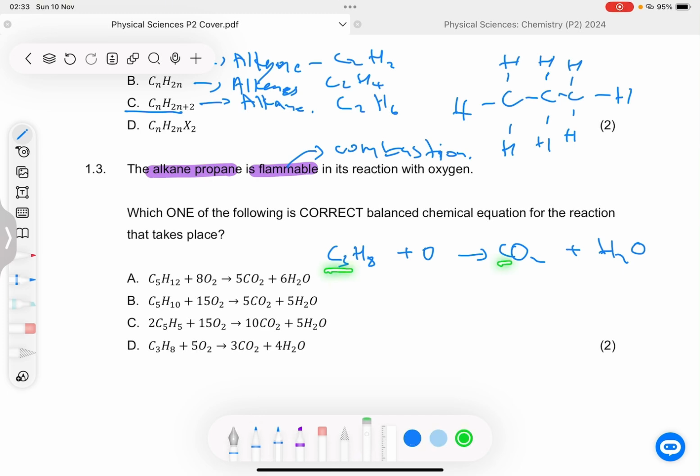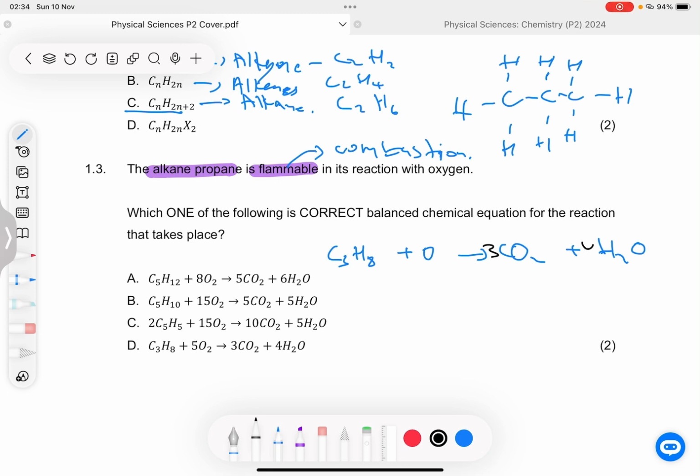So what's left is to balance this equation. In order for us to balance this equation, I'll start off by looking at my carbon. I have 3 carbons here, and I only have 1 carbon here. This means I can put a 3 here, so that now I have 3 carbons and 3 carbons. Now they're balanced. Now I focus on the next atom, which is hydrogen. I have 8 hydrogens and I only have 2 on this side. What can I do in order to have 8 on this side? Well, I can put a 4 here.